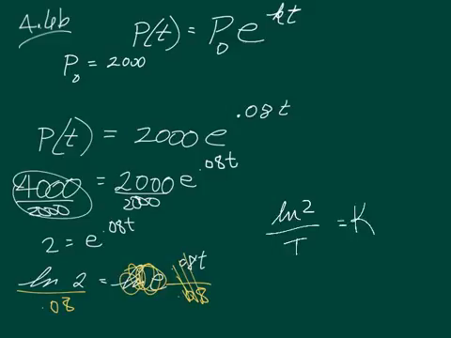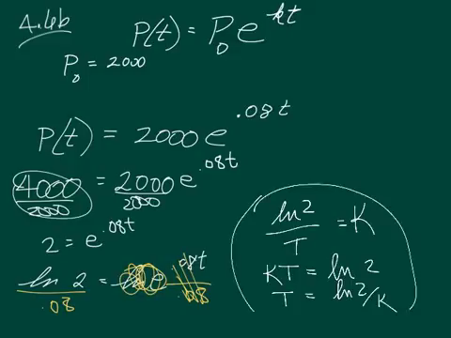And that can be written all different ways. It could be written as kT, cross multiply, equals ln of 2. And it could also be T equals ln 2 over k. So those 3 different possible equations are on page 414 in the purple box.